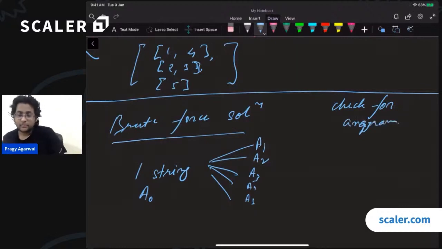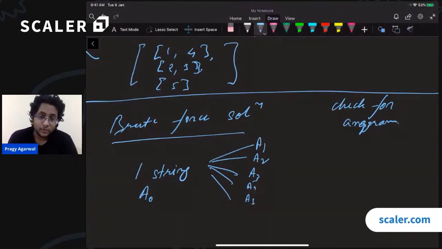How do we really check for anagram? Should we try all the possible permutations to check for an anagram? Not really, right? Is there any better way? Given two strings, we have to check if they are anagrams or not. Is there any good way of doing that?